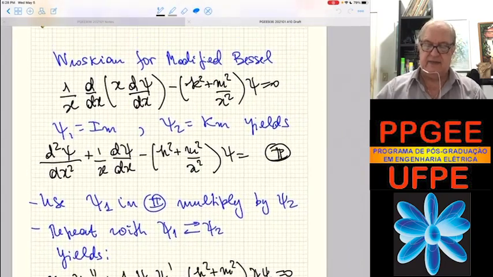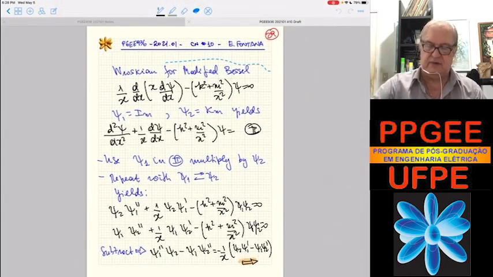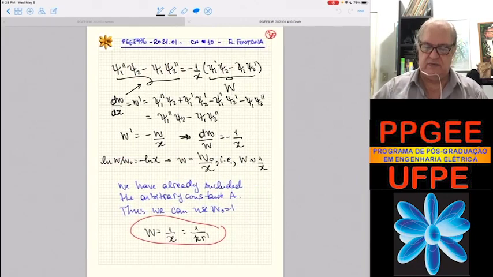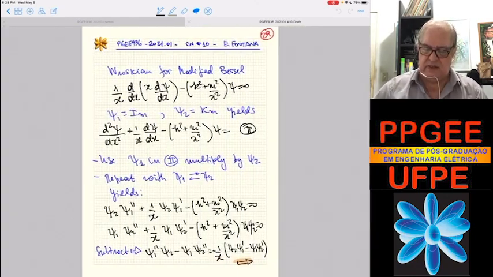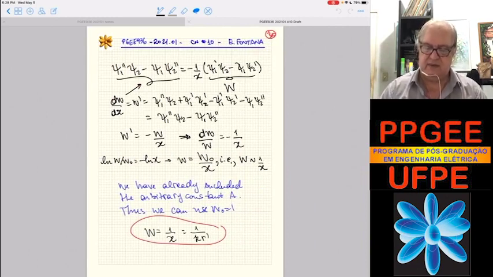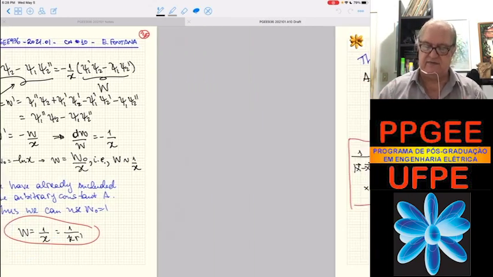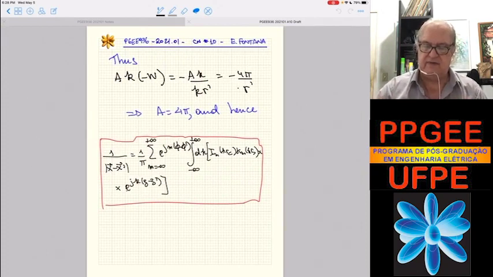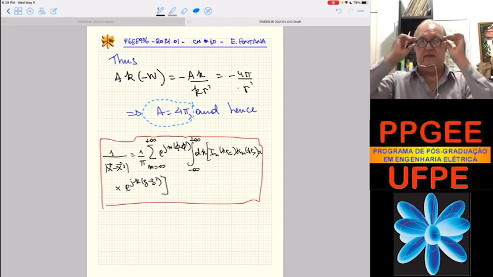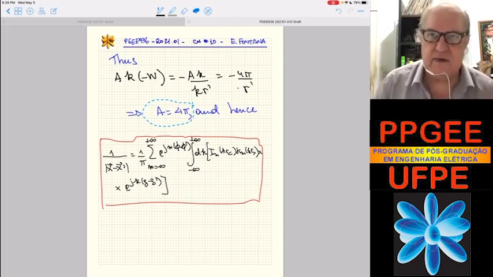It turns out, I'm going to leave the demonstration to you. It's very straightforward, but just take some time to do it, okay? So I'll leave it to you. After you do the Wronskian and calculate everything, you show that the Wronskian is 1 over x, where x is the argument of the Bessel function, and it gives you a final value of A equals 4 pi, which is the last step in determining the expansion, okay?